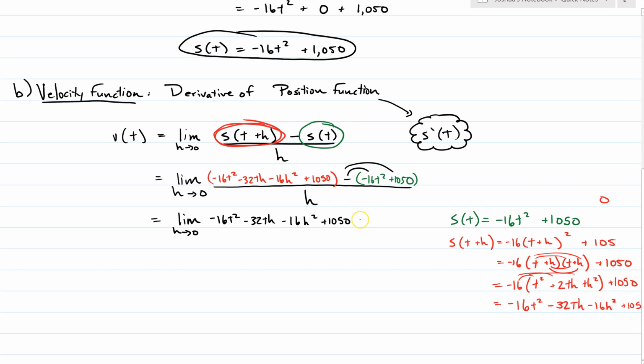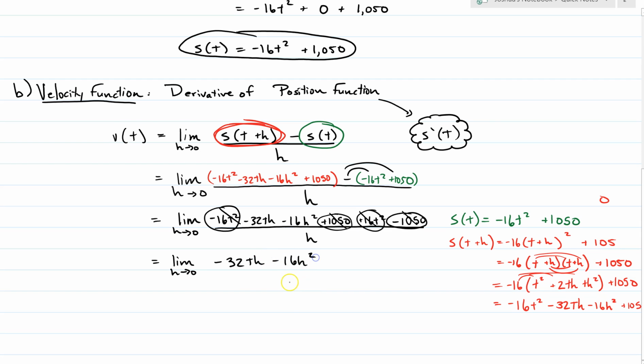Minus 16t squared, so that's plus 16t squared, and then minus positive 1050, so I'm subtracting 1050, and it's still all over h. Then I take the limit as h goes to 0. Some stuff should cancel: I have 1050 and a -1050, those are gone. And then -16t squared and positive 16t squared, those are also gone. Those add to 0, so I don't need to think about them anymore. So here's what I have left in the numerator, all over h in the denominator.